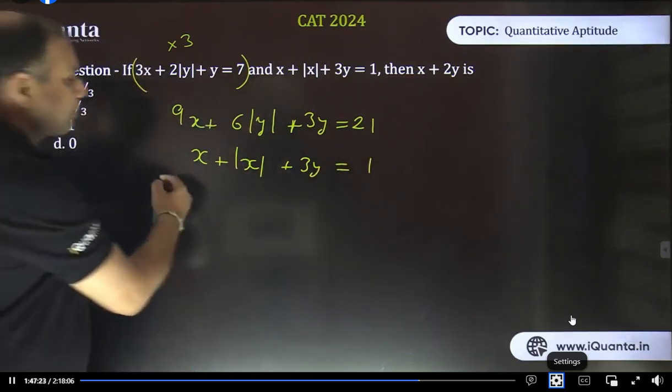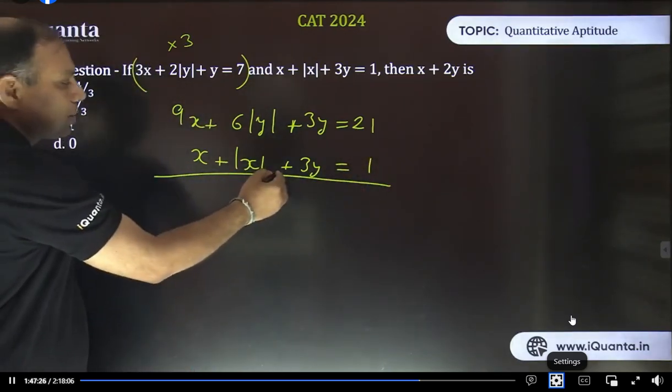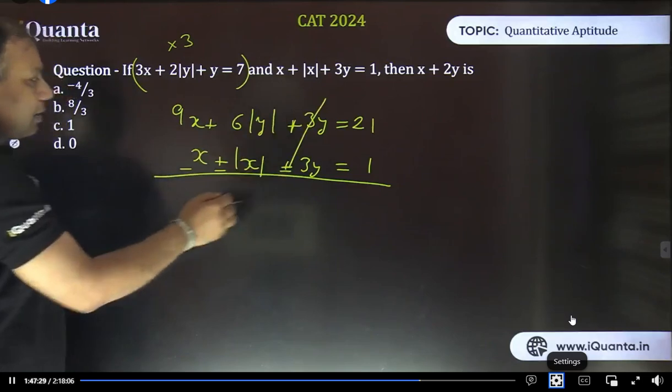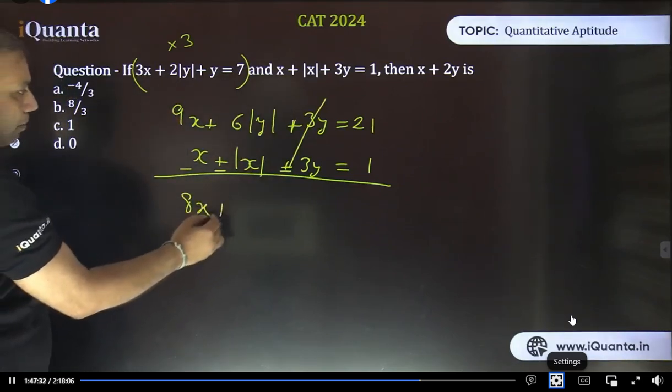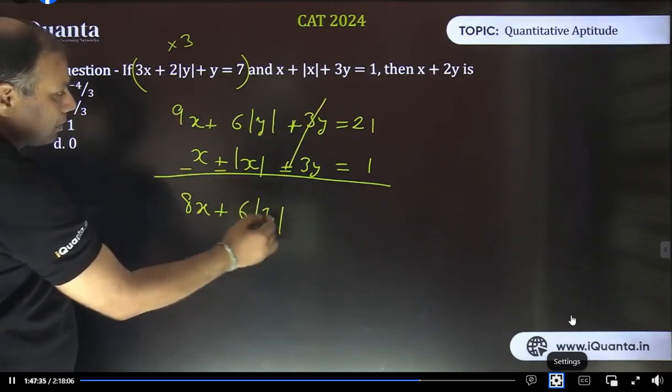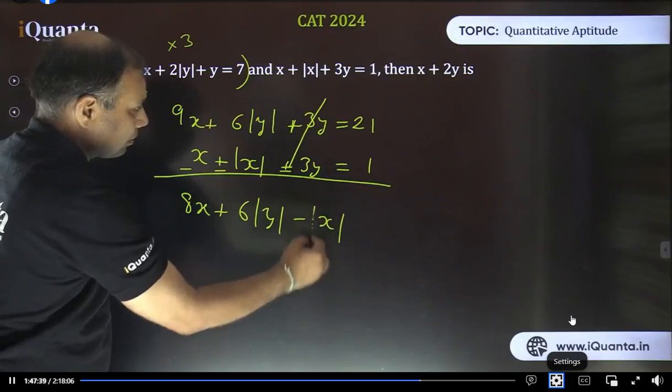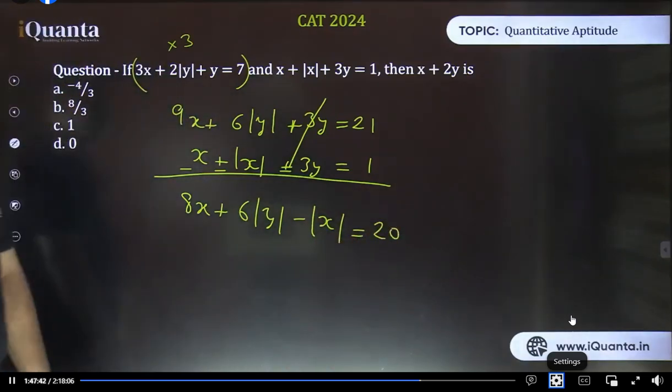Now let's subtract them. Why am I subtracting? So 3y would be cancelled. So this minus, minus, minus. So this would be cancelled. So I'm now having 8x plus 6 times mod y minus mod of x equals 20. कुछ फायदा होगा इससे क्या?